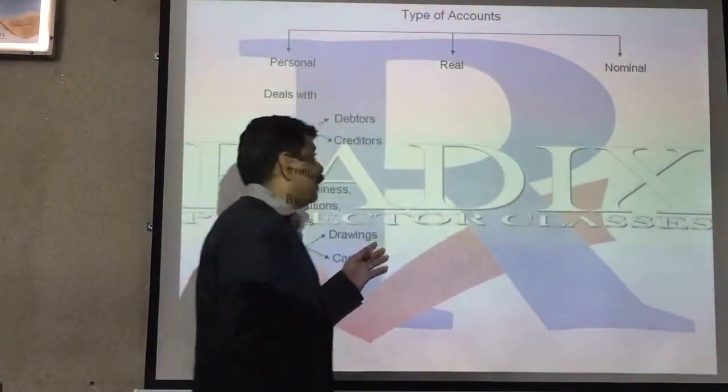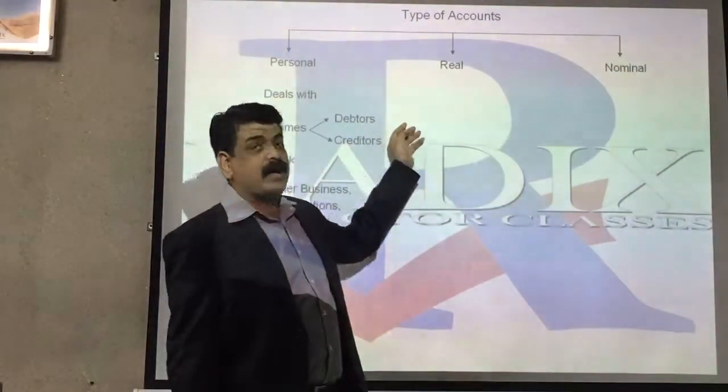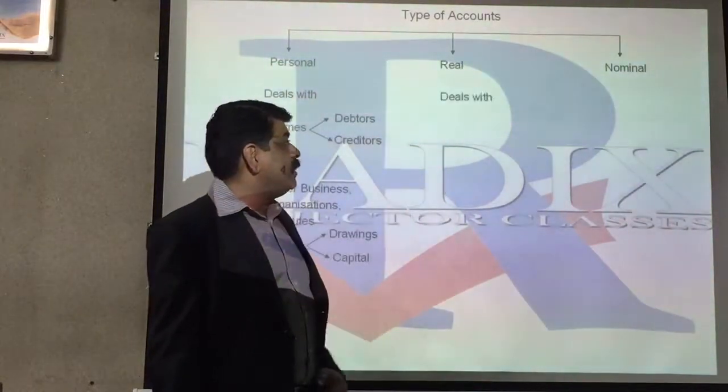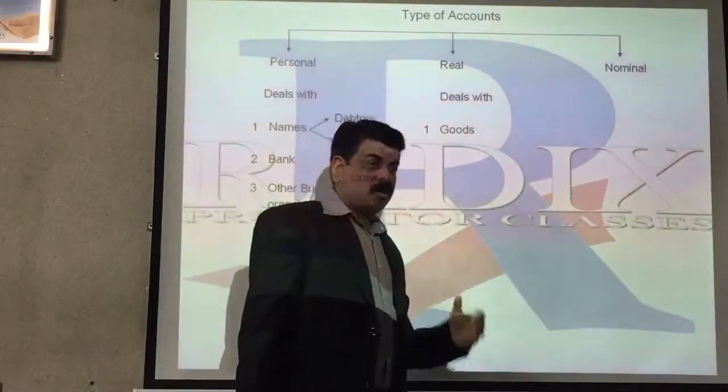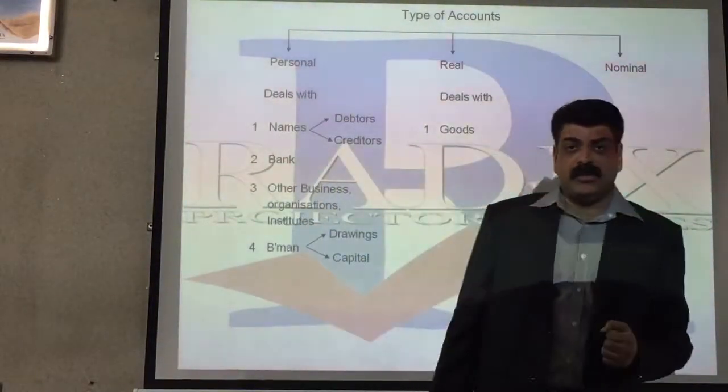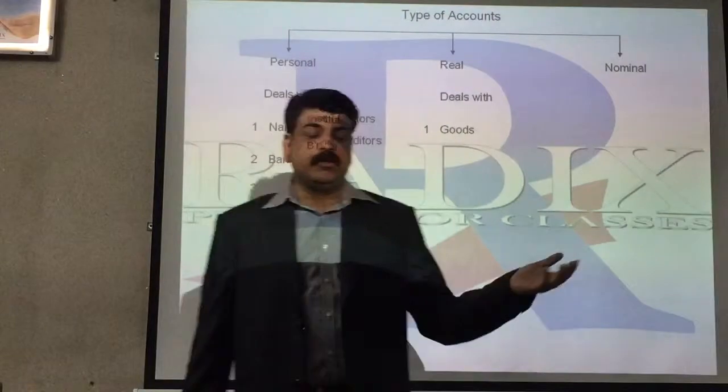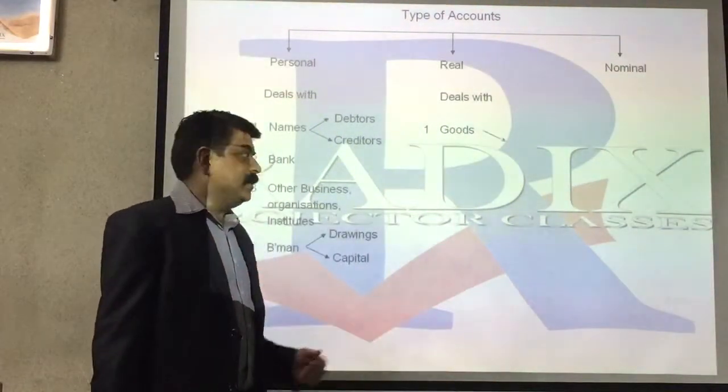Now let us come to the second category. The second category of accounts are real. Real account deals with goods. So when I talk about goods, goods come in or go out from the business. When goods come in, we say it as purchase, and when goods go out, we say it as sales.